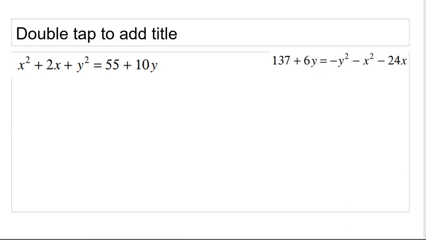Okay, so we got 2 more problems. Remember guys, every problem is different. You're going to get a problem that you have to move a lot, and there's some that you have to move very little. So we're going to start with this one. First off, the x's are already lined up perfectly for me. So x squared plus 2x. I don't have to do anything with that, which is nice.